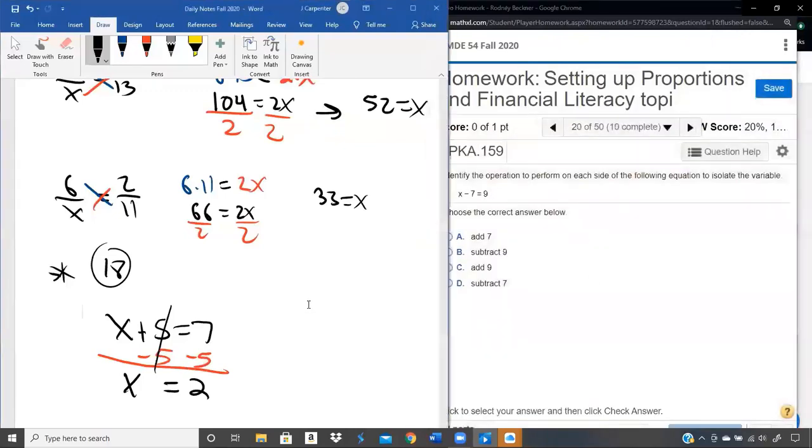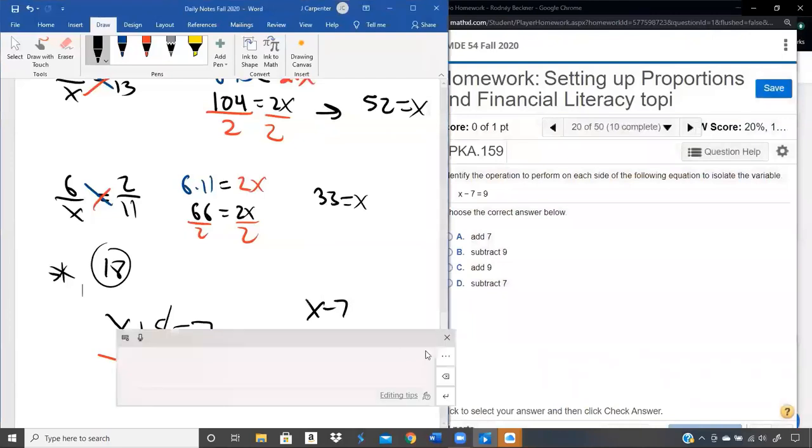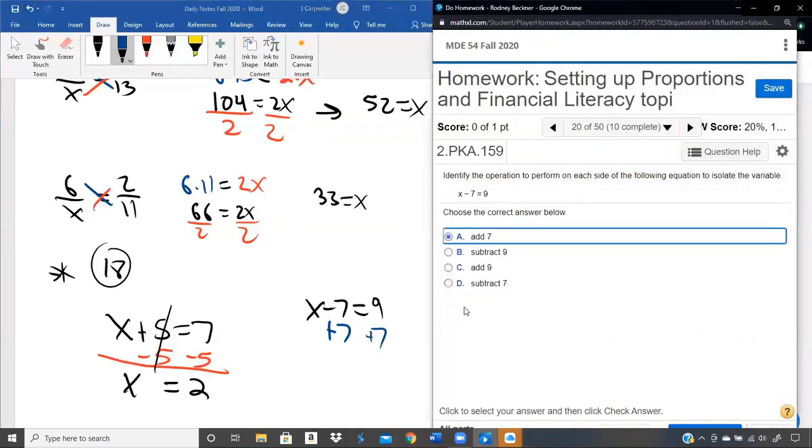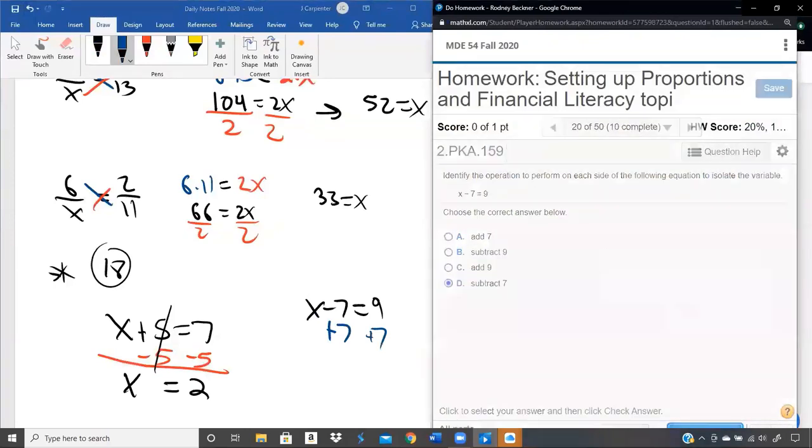Similar here, x minus 7 is equal to 9. Because we want the variable isolated, we want this by itself. This minus 7 has got to go. Because that's a minus 7, to move it, we add 7 to both sides. So answer A again. You don't believe me? Oh, subtract 7. Let's try it out.